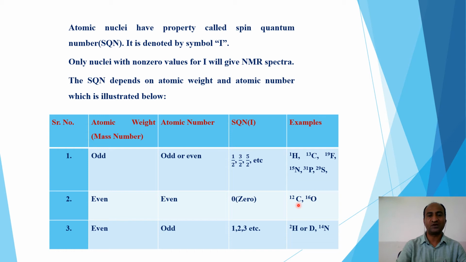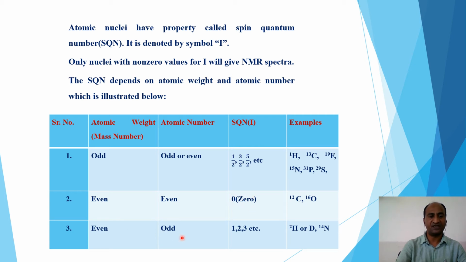For example, carbon-12 has an atomic weight of 12, even, and an atomic number of 6, even. Both even, so a spin quantum number value of 0. The same is applicable for oxygen-16, because 16 is even and 8 is also even, both even, so it will not absorb in the NMR.